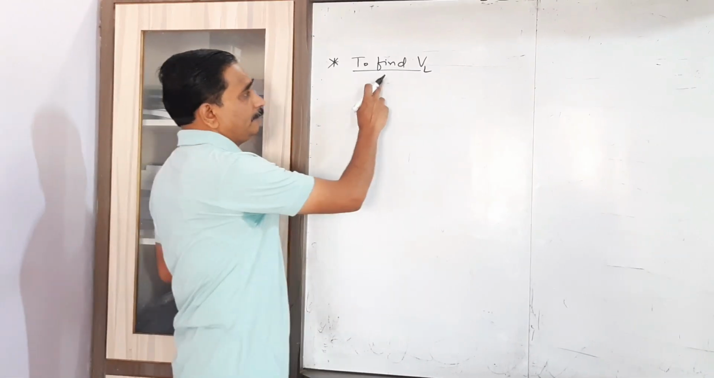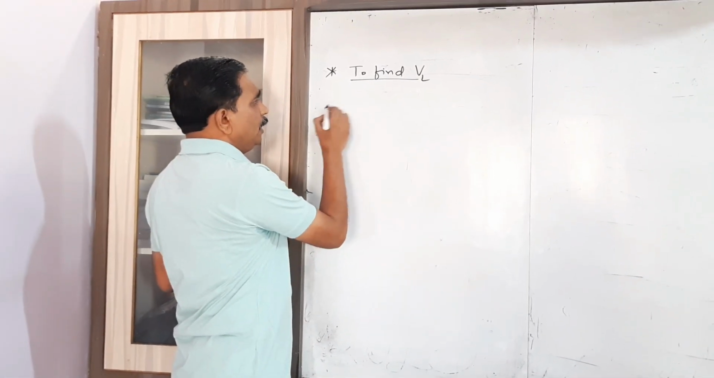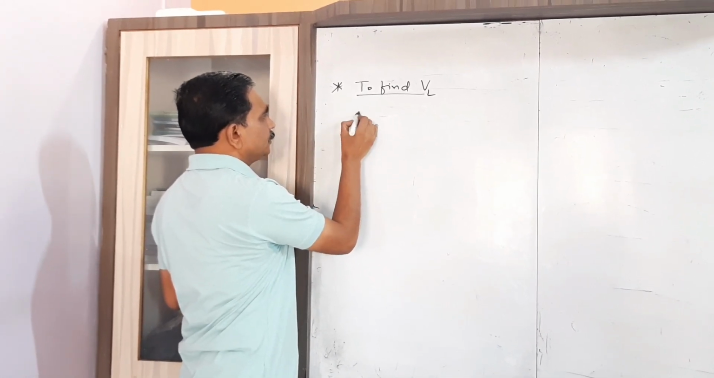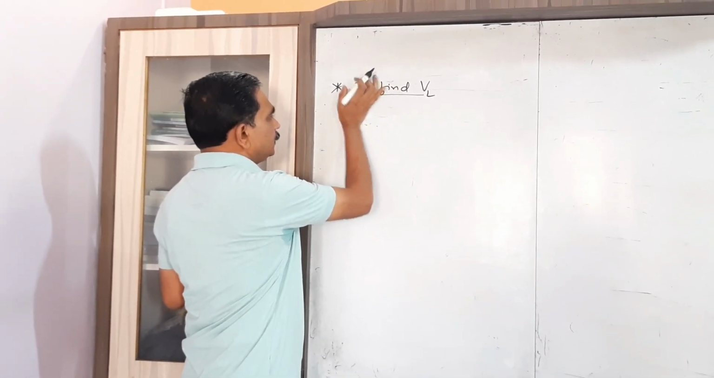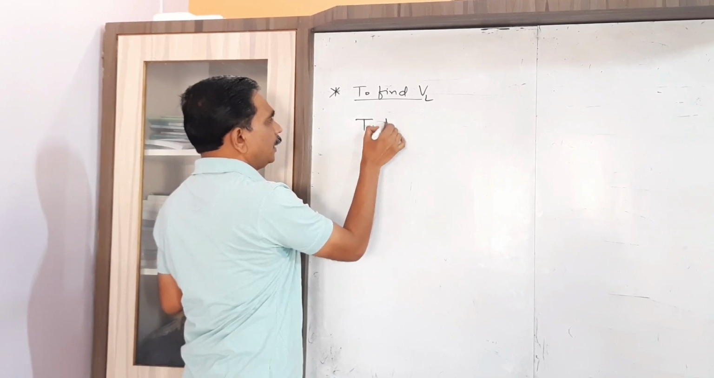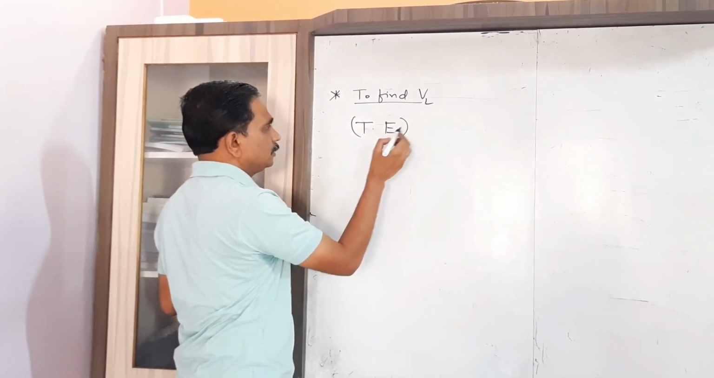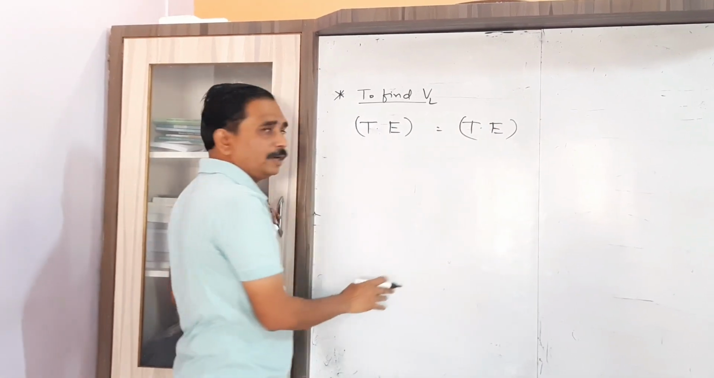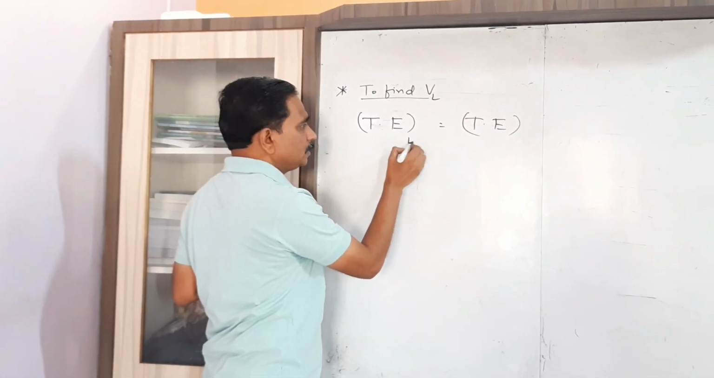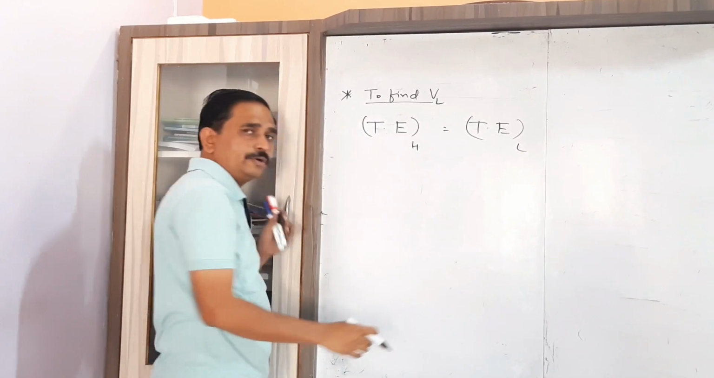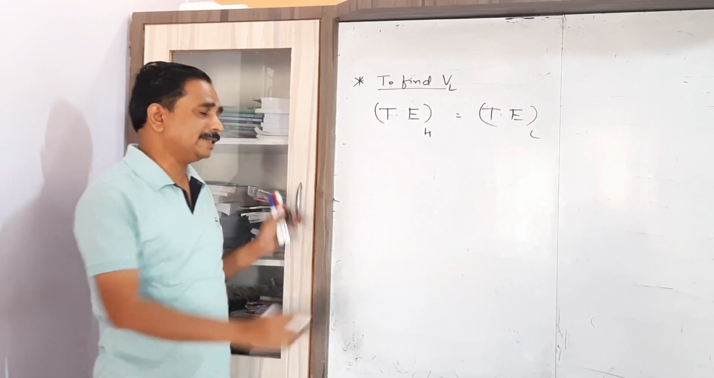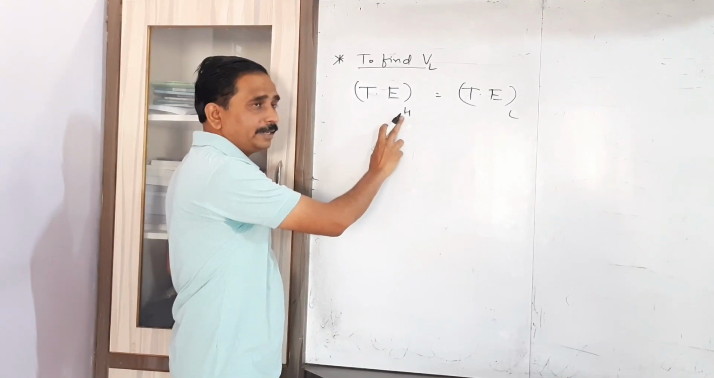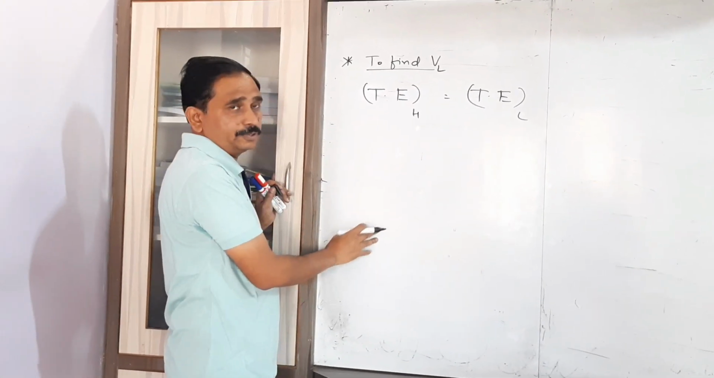Now to find the velocity at the lowest position, we have to use the concept of total energy, which is the sum of kinetic energy and potential energy. Consider the two positions, one where we know the velocity and the other where we have to find the velocity. That is why I am considering the two positions, the highest and the lowest position.